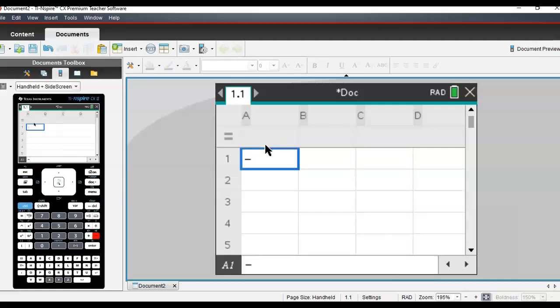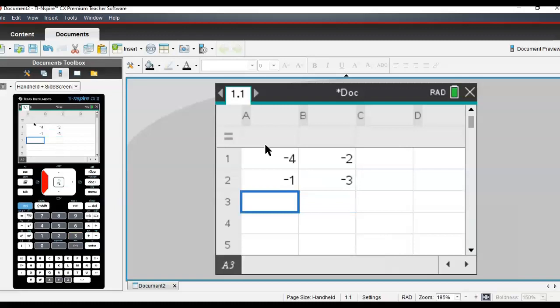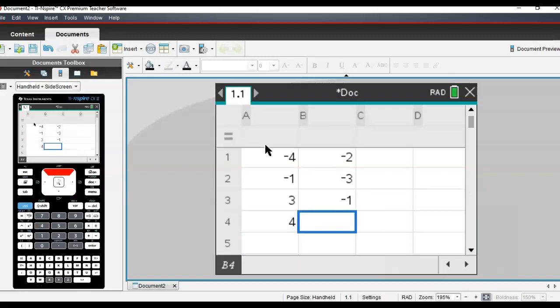So our first ordered pair was -4, I'm going to slide over here, -4, -2. Okay. Next one up was -1, and that was paired with -3. And then we had 3 paired with -1, 4, and 2. And then last but not least, 8 and 3.